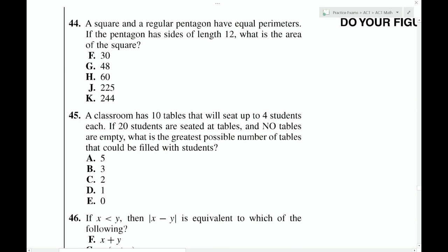A square and a regular pentagon have equal perimeters. If the pentagon has sides of length 12, what is the area of the square? Okay, so let's see. Square and a regular pentagon. I can't draw a regular pentagon, but I can draw this kind of pentagon. They have equal perimeters. If the pentagon has side length 12, that means all of these sides are going to have length 12. So right away I could find the perimeter by doing 12 times 5. That gives me 60. And therefore the perimeter of my square also has to be 60.